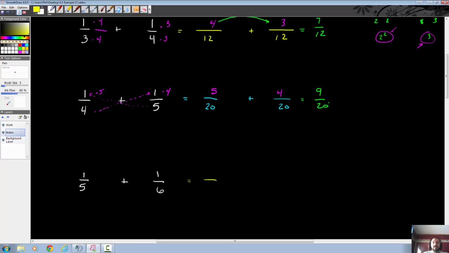So 5 times 6 is 30. So I'm going to have a common denominator of 30 on each part. And then I'm going to come over here and I'm going to say, well, I multiplied 5 by 6, so I have to do that same thing to the top, so that when I divide them, I get 1. I have to multiply 6 by 5, and the top also by 5. That way when I divide them, I get 1. That's going to give me 6 on top here, 5 on top here, and then when I add those, I get 11 over 30.